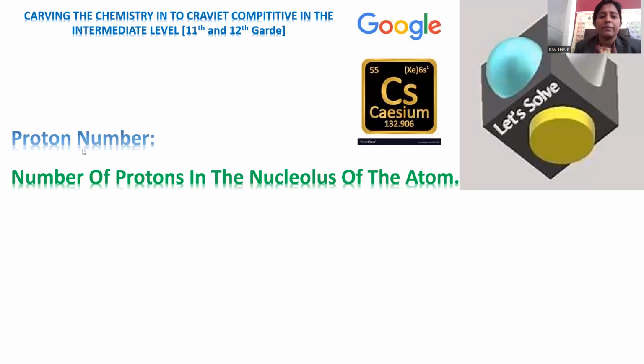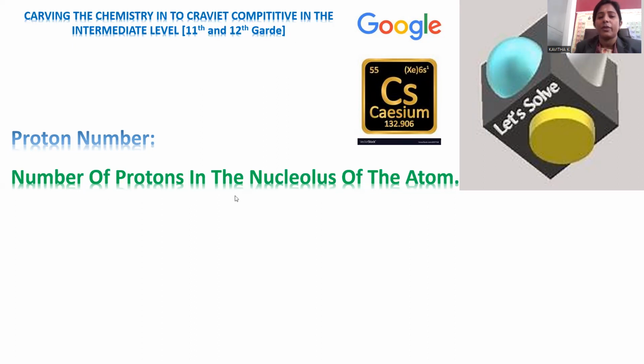Let's see what is meant by proton number. Cesium is taken like this, and its atomic number is 55. Atomic number is nothing but the number of protons present in the given element, right? The number of protons in the nucleus of the atom is called its proton number.